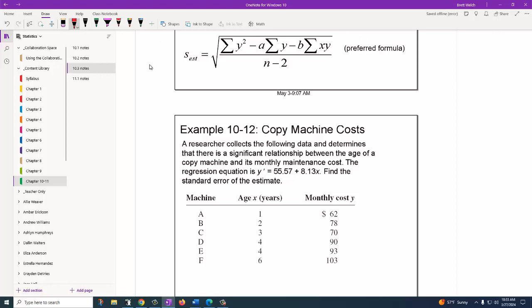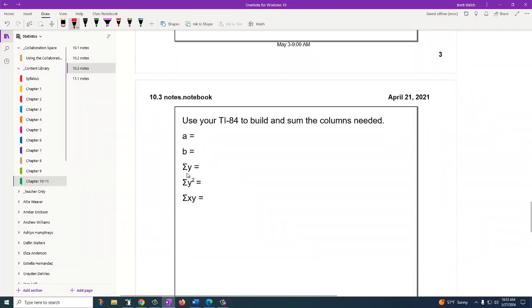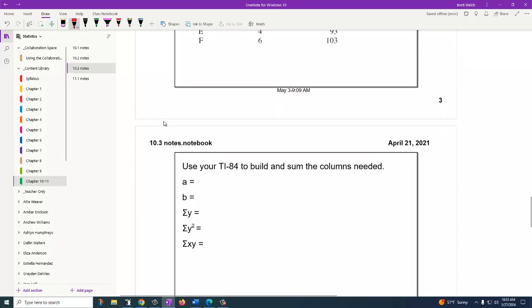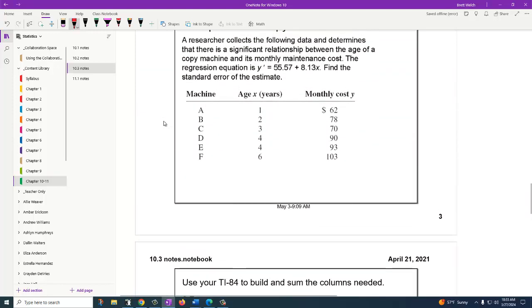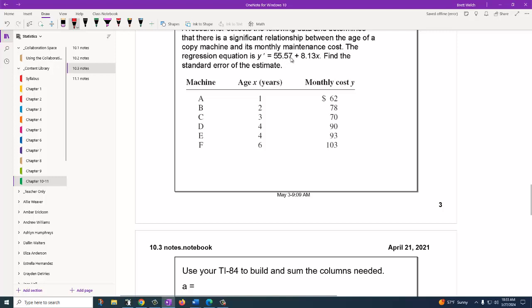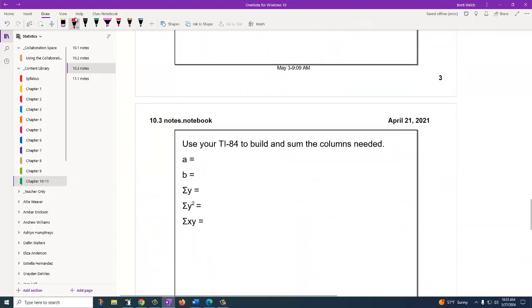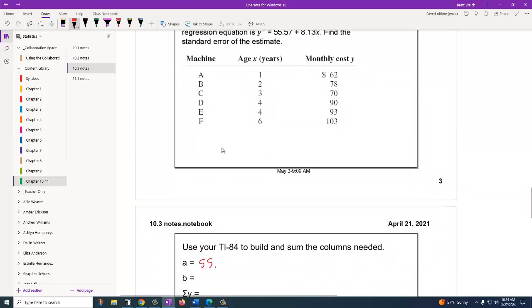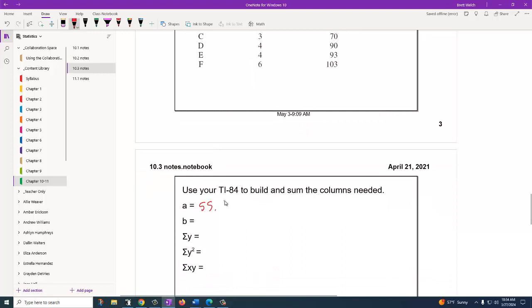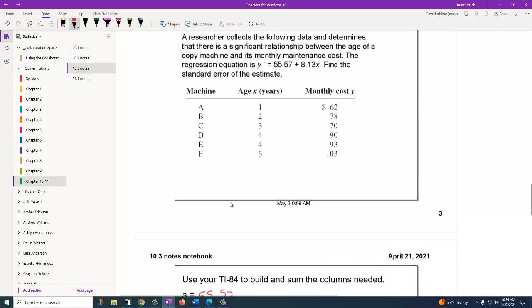Now, we can use our calculator to help us with some of this information, but let's go ahead and write a few things down that show up in this formula. This is essentially what you're wanting to write down, this sequence of numbers. Remember, it's a plus bx, so my a value is 55.57, and the b is 8.13.